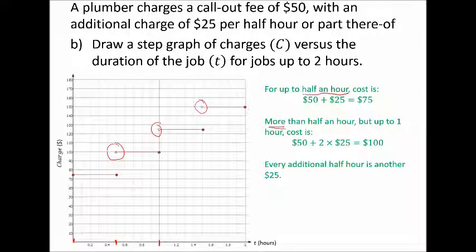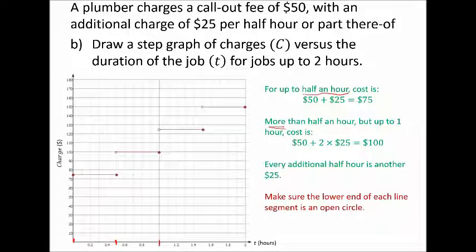And same thing there. So it is exceptionally important that you make sure, in this case, the lower end of each line segment is an open circle. You can't have them both closed because that doesn't make sense. That would be incorrect. Sometimes, though, it could be the upper end. If it's an open circle, you will see some examples as you're working. But one end of the line does have to be an open circle.